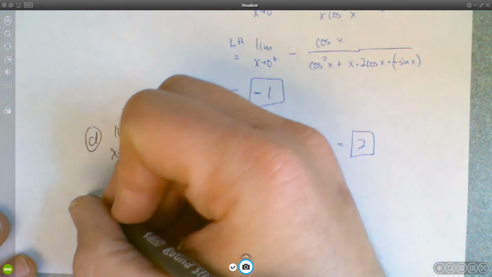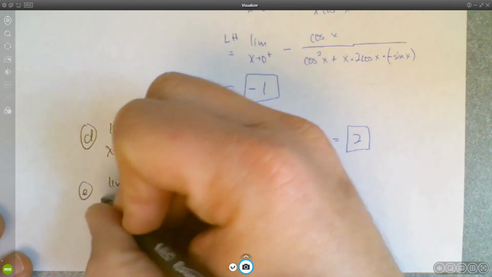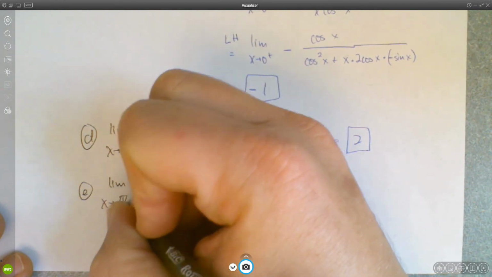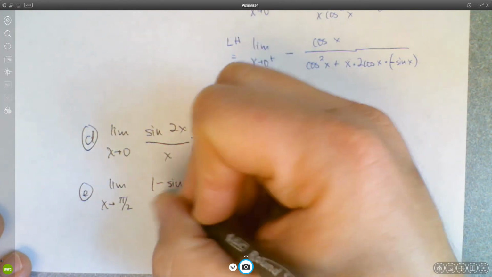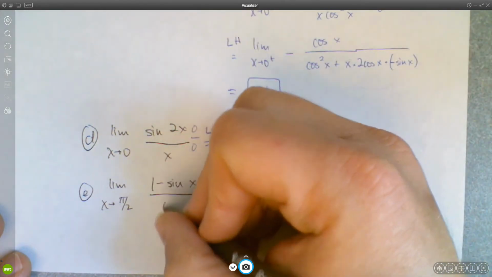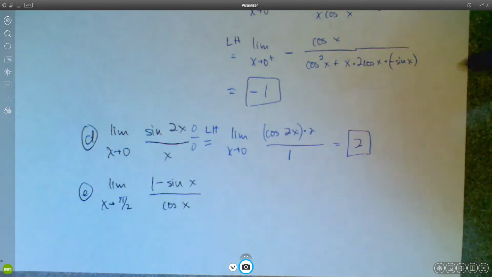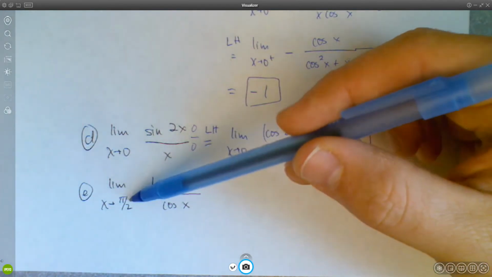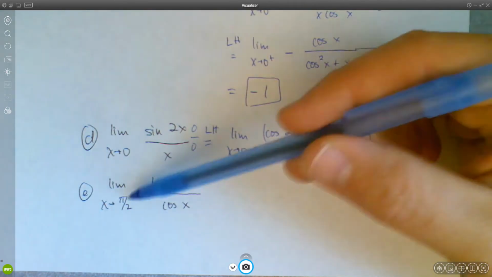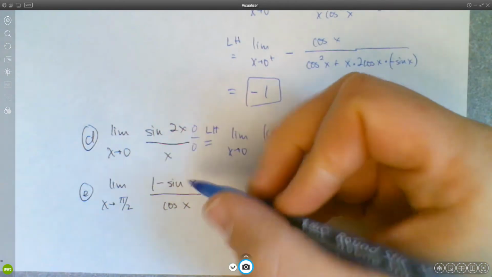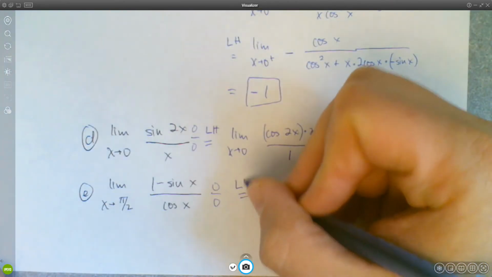Okay, let's do another one. Limit as x approaches pi over 2 of 1 minus sine x over cosine x. Let's see. If we plug in pi over 2, sine of pi over 2 is 1. 1 minus 1 is 0. Cosine of pi over 2 is 0. So we're getting an indeterminate, 0 over 0. So let's apply L'Hopital.